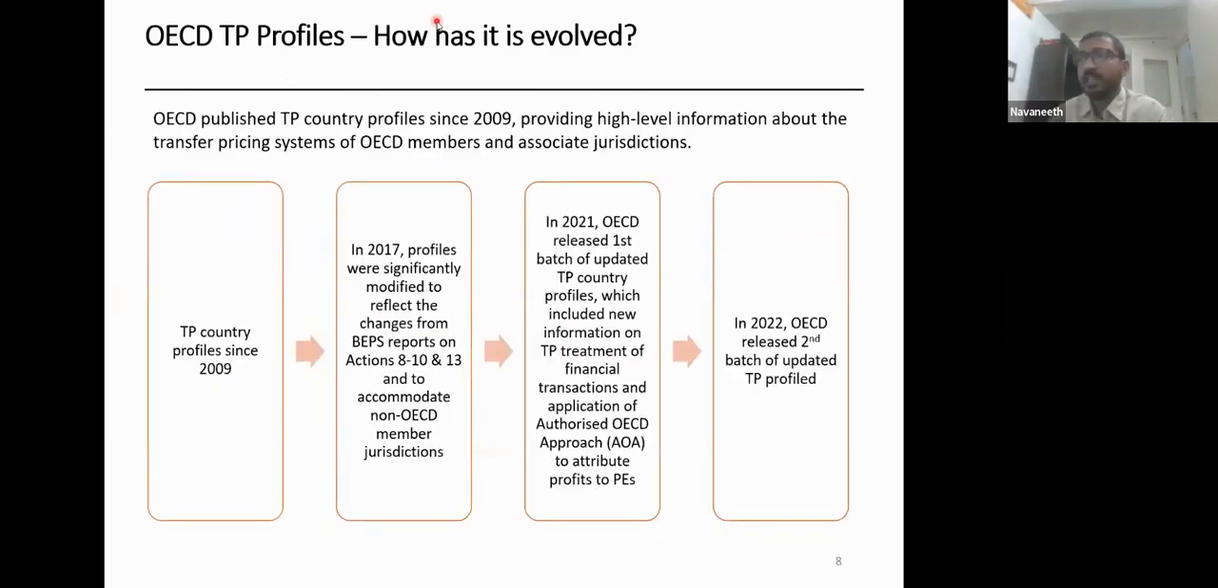Very briefly, the history is that these country profiles have been available from 2009. In 2017, there was significant modification to the country profiles, factoring changes in the BEPS reports. In 2021, the first set of update was released, and in 2022, additional set of countries have been updated and released. So for a person practicing TP, or managing TP, if you would like to understand information across countries, this could be a great reference document and a great starting point.